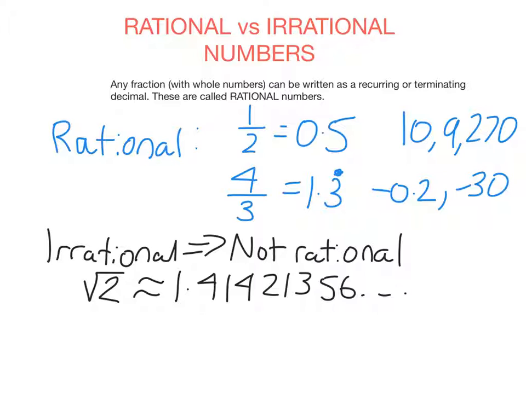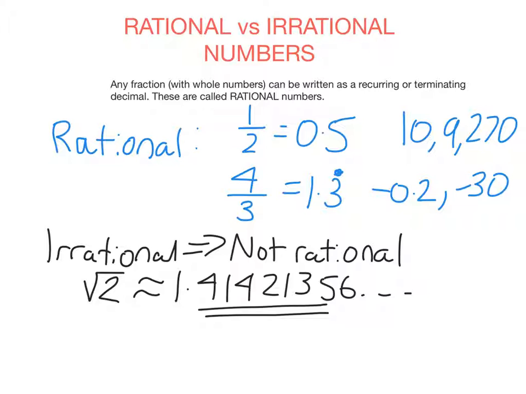So this decimal goes on forever, but there's no pattern to it. It's not like 4 over 3, which is 1.333333. Each number after the decimal point was a 3. There's no pattern to the numbers after the decimal point here. Even though it goes on forever, that means it's not recurring. It's also definitely not terminating, therefore it's irrational. You can't write root 2, square root of 2, as a fraction where both the top and the bottom are whole numbers.